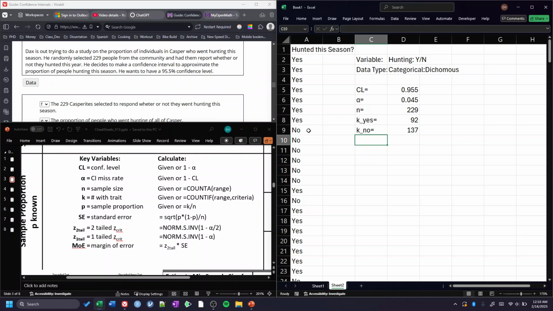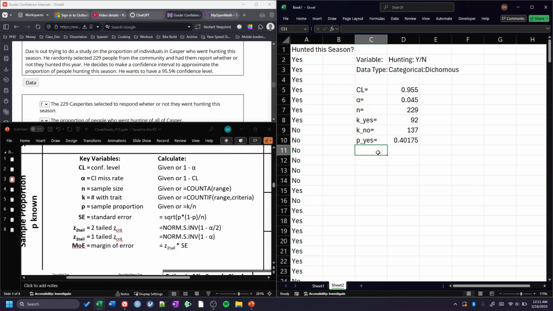good to proceed. So our sample proportion that I'm interested in, I'm going to go P of yes, because I'm interested in the proportion of people who actually went hunting. And in order to do that, I'm going to take the number of yeses divided by my sample size. And so my sample proportion is 40% of people in Casper went hunting this season.